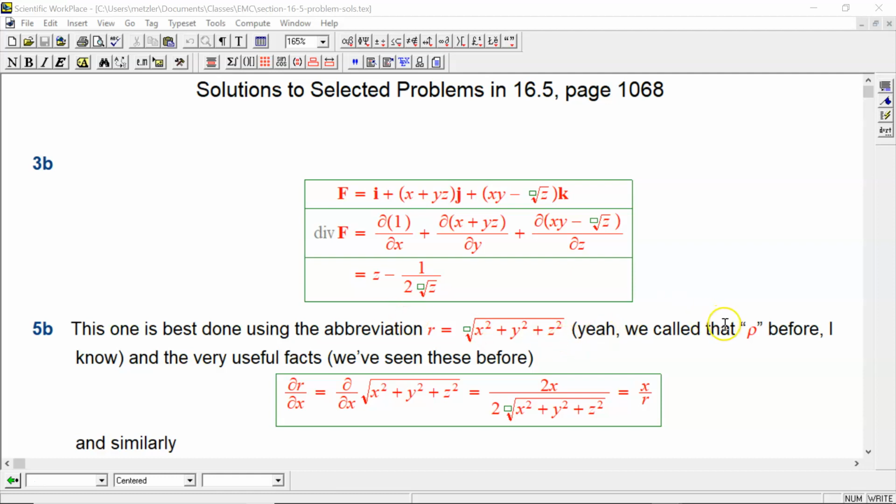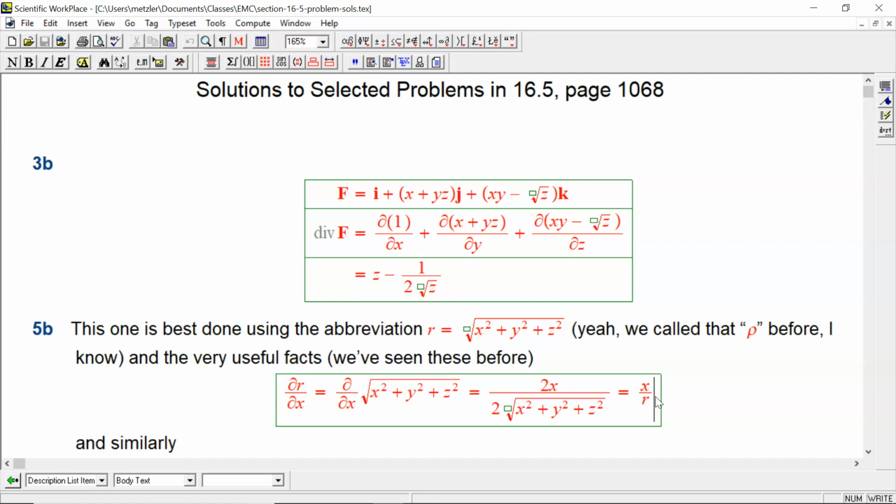Usually we've called the square root of x squared plus y squared plus z squared rho to distinguish it from just root x squared plus y squared. But as I've mentioned before, a lot of the time that gets called r as well when there's no confusion. So one thing we noticed a while ago was that the partial derivative of r with respect to x, a very simple calculation, turns out to be x over r.